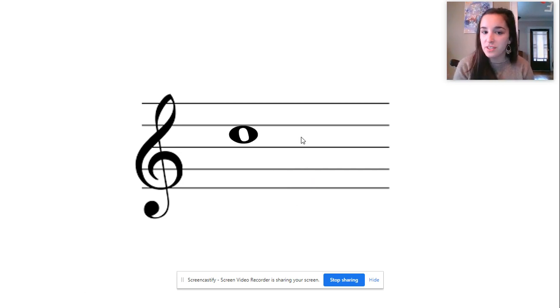Can you please figure out this note on your own? What letter goes with this note? Hopefully, you figured out that since this is a space note, you went F-A-C-E, and you were able to figure out that this letter note is a C. Let's do one more. Go ahead and figure this one out on your own.